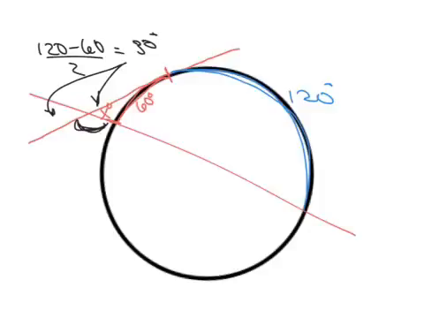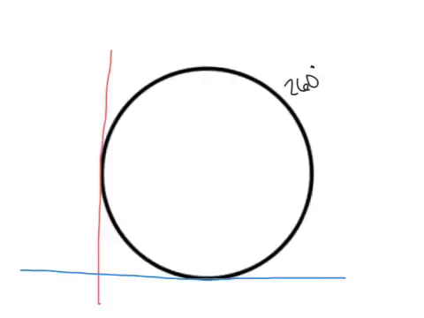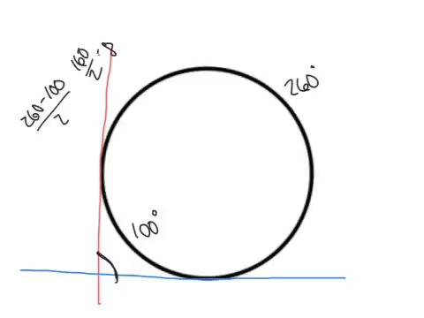Alright, so let's look at one more, and that'll be it for this lesson, since we're not going to do the proof part of it. If I have a line that's tangent, and let's say I have a second line that's also tangent, okay, and this major is 260, and this is 100, exact same thing works. We're trying to find this angle. So 260 minus 100 divided by 2. It's going to be 160 divided by 2, which is going to be 80.